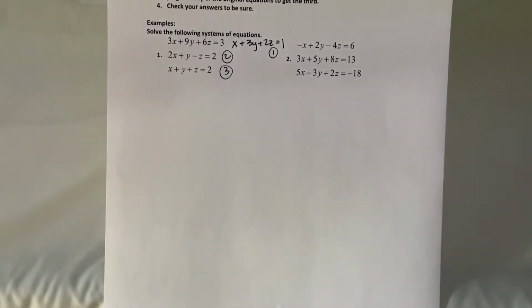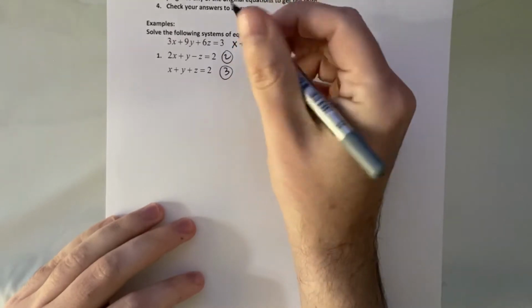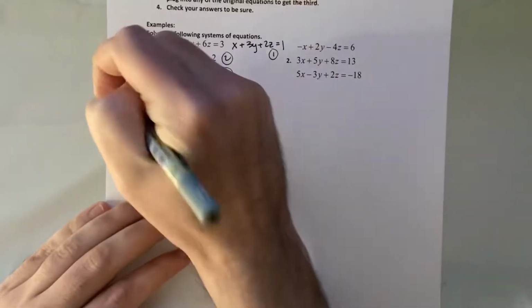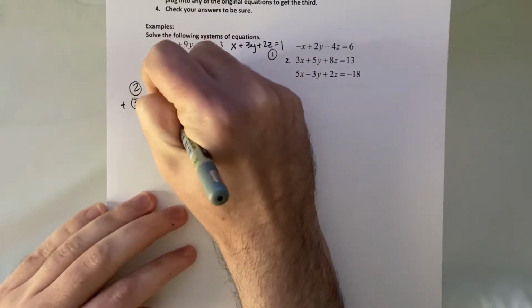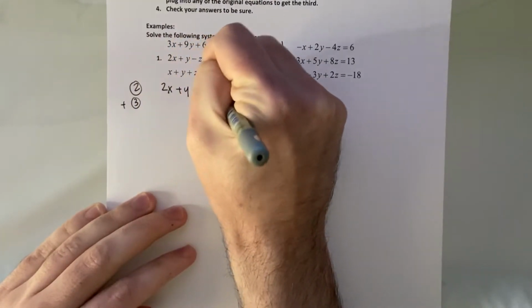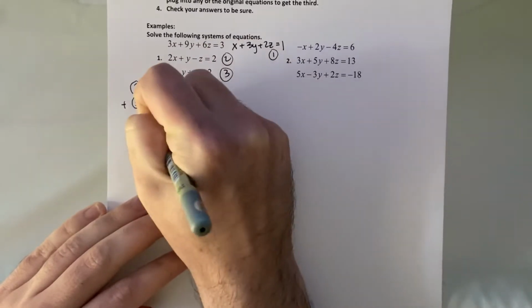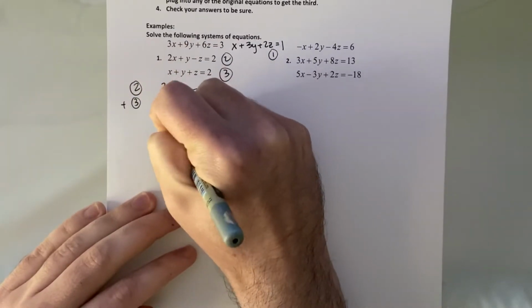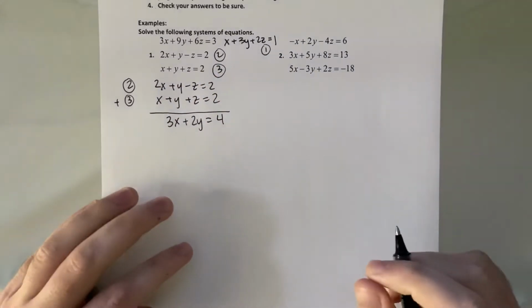Here, let's cancel out z in this case. So I know that if I just add equations 2 and 3, that z will cancel out naturally. So when I do 2 plus 3, that's 2x plus y minus z equals 2, and x plus y plus z equals 2. When I add them, I get 3x plus 2y equals 4.